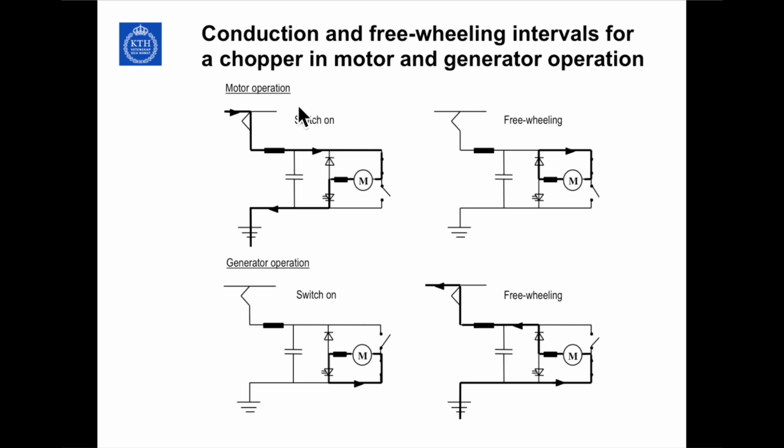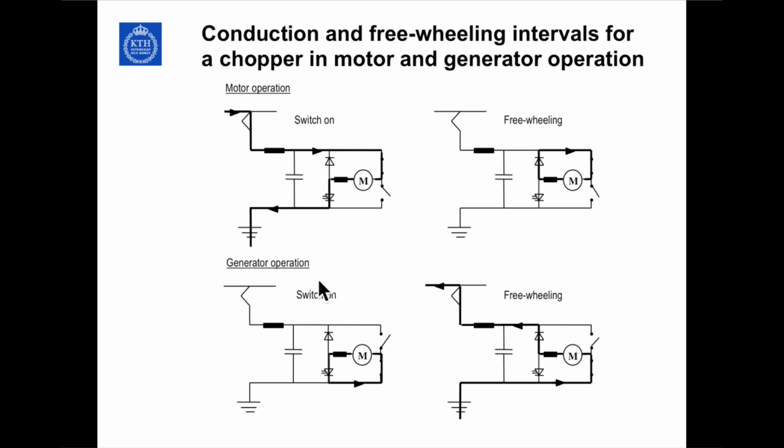The motor operation first, and when the switch is on, the power is drawn from the power supply through the inductance of the filter, through this switch, and this is a case when you have a mechanical switch for motor and generator operation, through the motor and to the switch, back to the switch, down to the wheels, to ground. And when you turn that one off, the current will, due to this inductance, start to freewheel in this circuit.